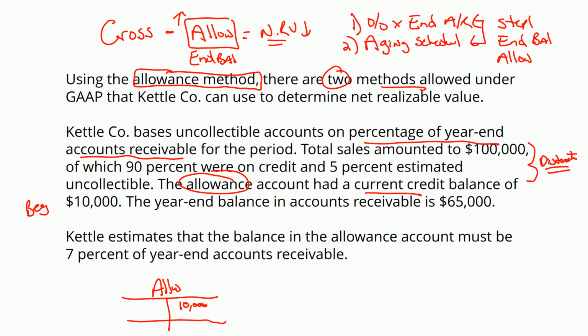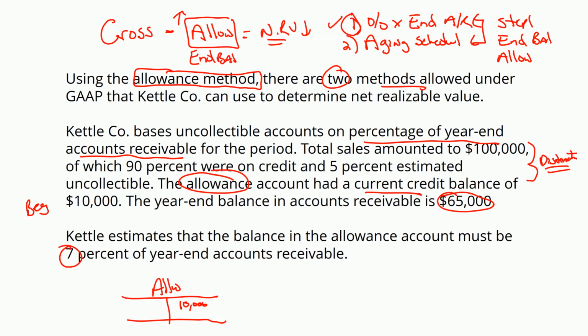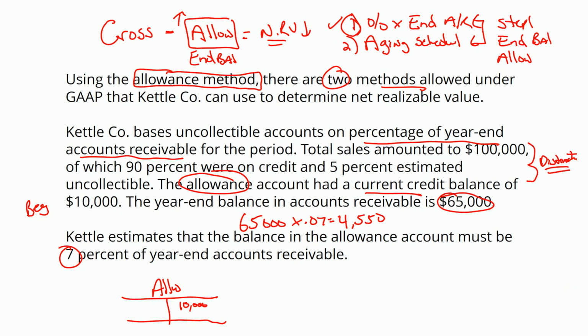Okay, the year-end balance in accounts receivable is 65,000. So we're going to do a very straightforward method number one. What's our percentage that we expect not to collect? Well, they tell me Kettle Company thinks we're not going to collect 7% of that. Okay, take the $65,000, multiply it by 7%, we get $4,550. That's our ending balance. So step number one, $4,550.